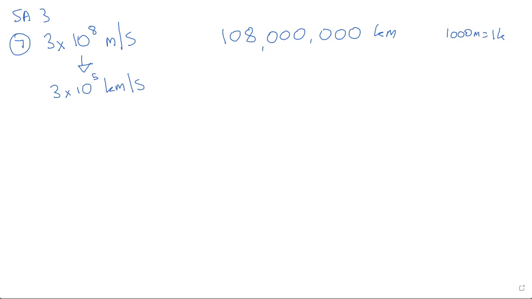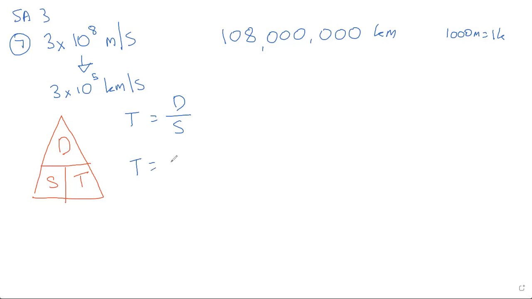If we think about our distance, speed, time triangle, we are interested in finding time. We want to know how long it's going to take. So the time is going to equal distance over speed, that's what our triangle tells us to do. So the time is going to be the distance.